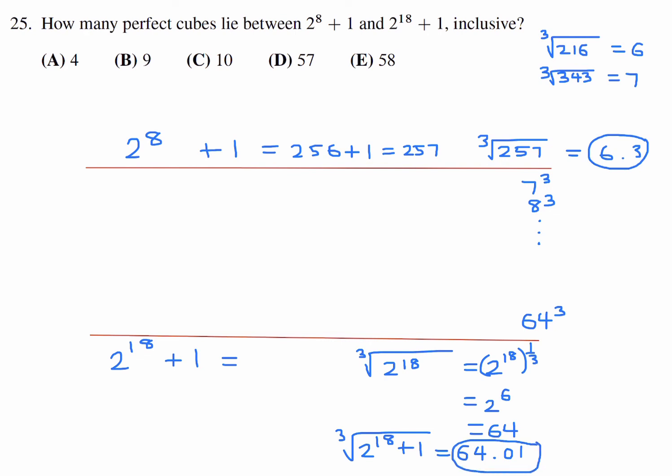And those have to be integers. So 7 to the power 3, 8 to the power 3, all the way to 64 to the power 3. So there you go. Basically all the numbers from 7 to 64. So that's 64 minus 6, which is 58. 58 numbers. And therefore number 25, the answer is E.